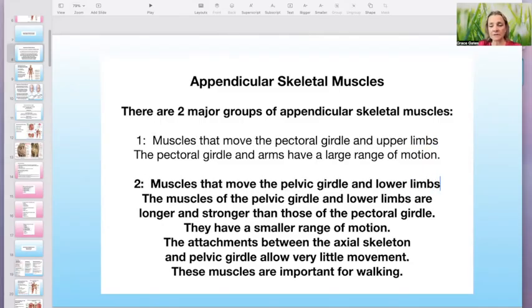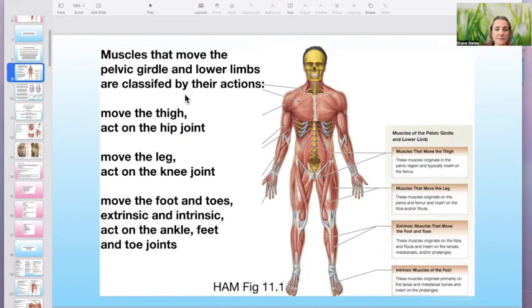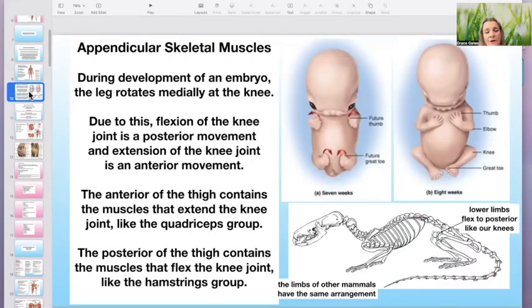So let us embark. All right, so the muscles that move the pelvic girdle and lower limbs are classified by their actions. They move the thigh or act on the hip joint, move the leg or act on the knee joint, move the foot and toes, extrinsic group and intrinsic group, and act on the ankle, feet, and toe joints. A little bit different ways to describe them.